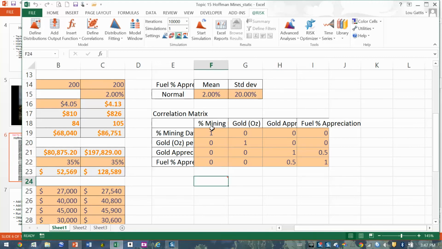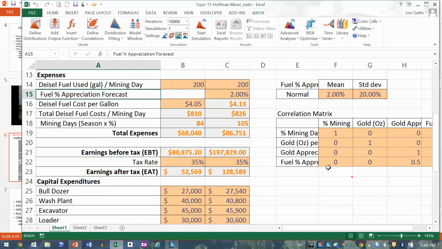In other words, the percent mining days has nothing to do with the price of fuel. But I'm going to assume that the only correlated variables are fuel and gold. Assuming that, say, if we enter a period of higher inflation, both gold and fuel prices go up, or if the world economy starts improving, both gold and fuel prices could go up. So I'm just going to make that assumption for now.